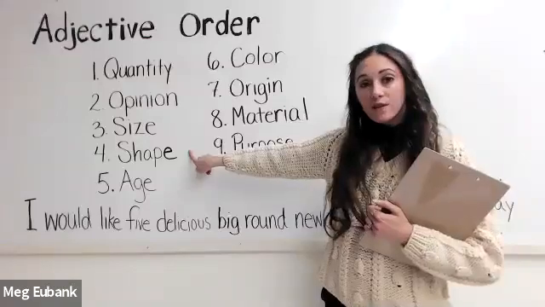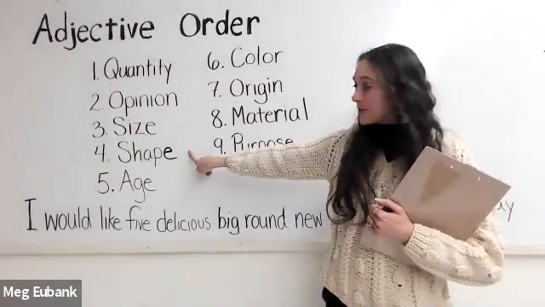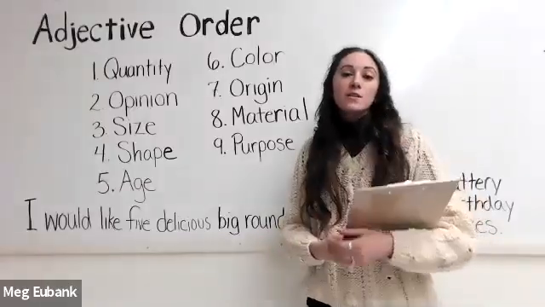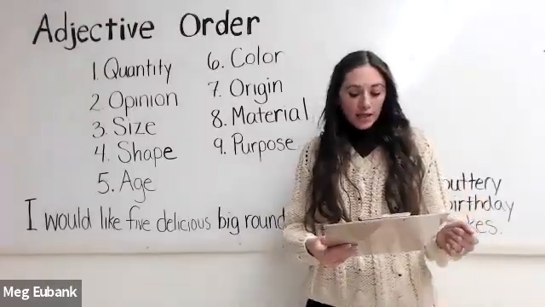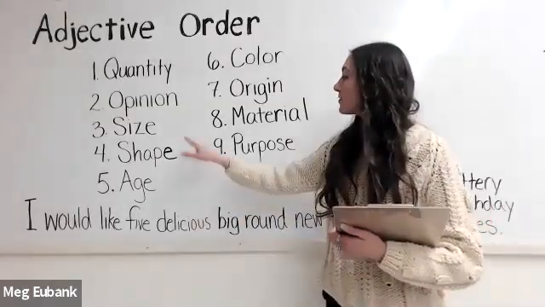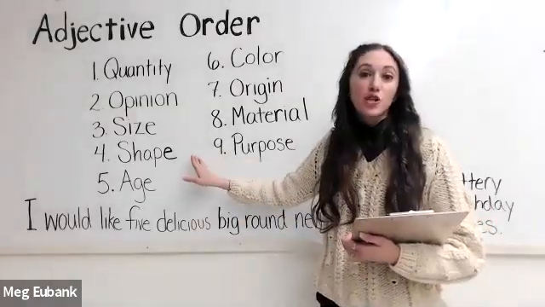The fourth thing that goes on the list is the shape. Is it round? Is it triangular? Is it straight? Is it circular? All of those things describe the shape of something.